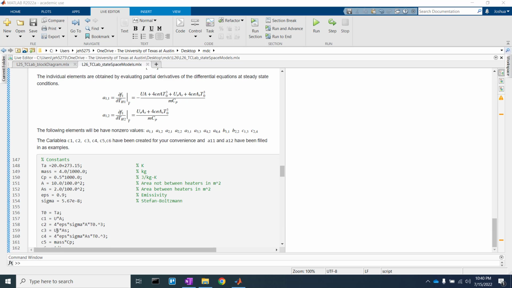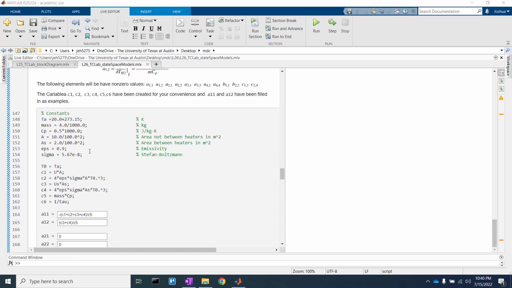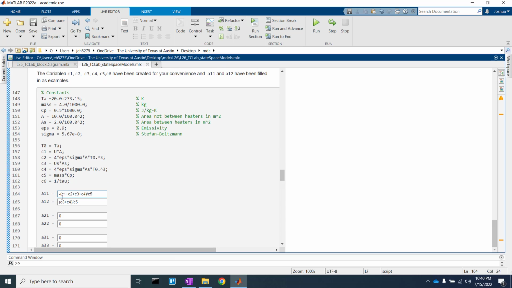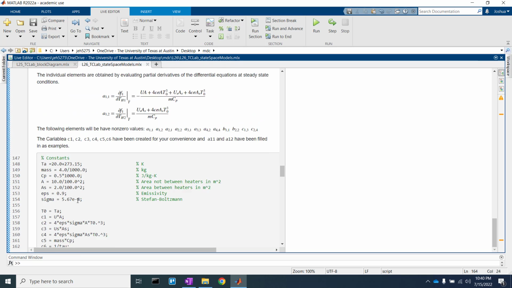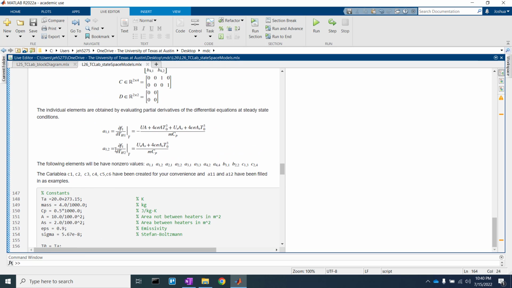Our USAS is going to be C3. The C4 is going to be this part that was the radiative heat transfer between the 2 heaters. And finally, divided by M times CP is going to be our C5. You'll notice there were negatives for all of these. We pulled that negative out front. And so if we look at our code for A1, we have negative C1 plus C2 plus C3 plus C4 divided by C5. Looking pretty snazzy. All right, let's look at A2 now.